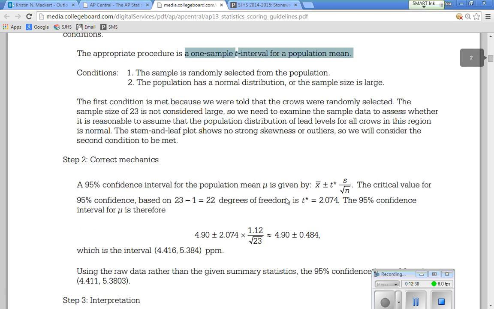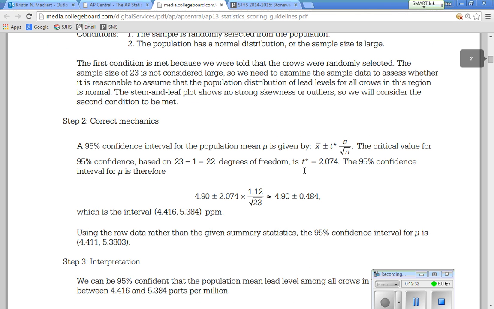So the correct mechanics for the interval, notice that this formula right here that I'm circling is enough to be able to say that you've identified the correct interval. Or you could have said one sample t interval is fine too. We have to talk about the degrees of freedom and find the correct t star. Okay, the t star with 22 degrees of freedom was 2.074. Did you guys find the correct t star value?